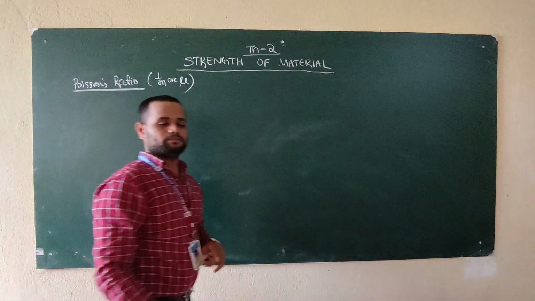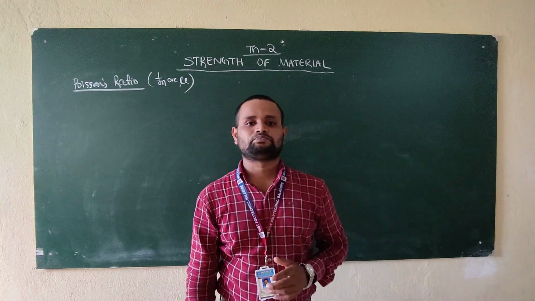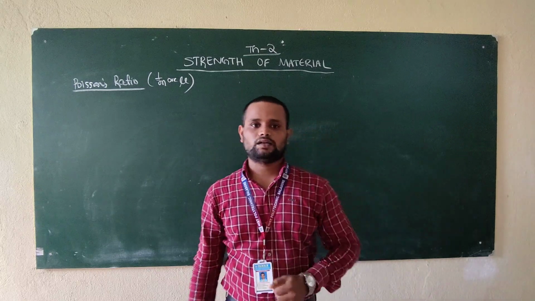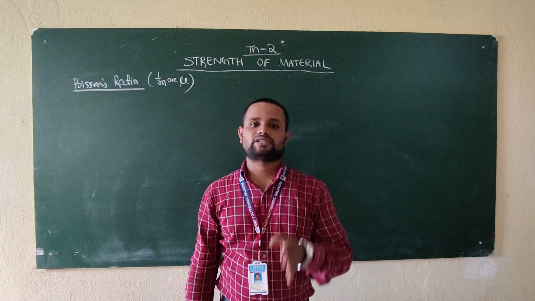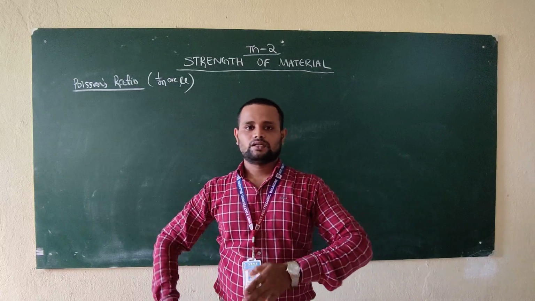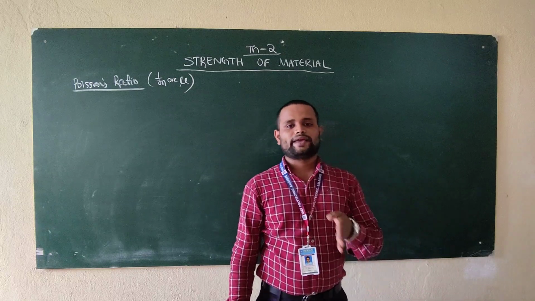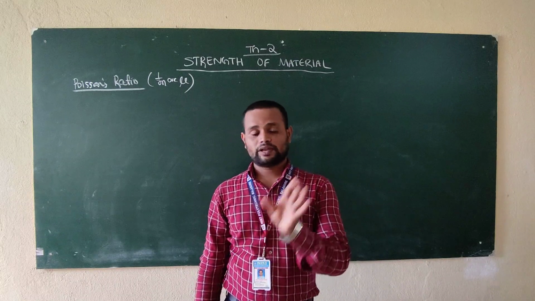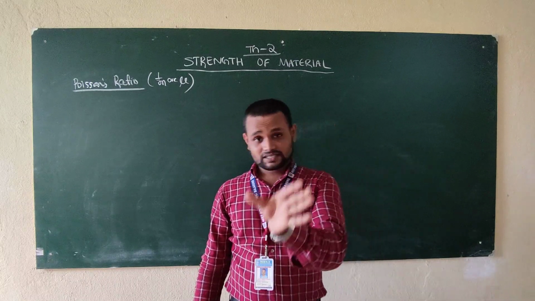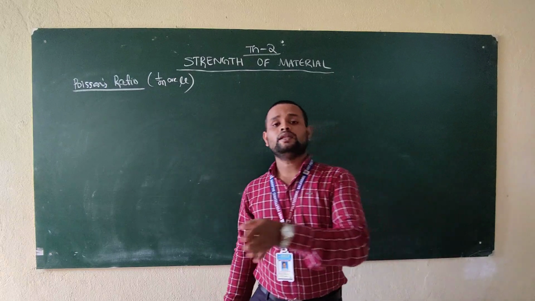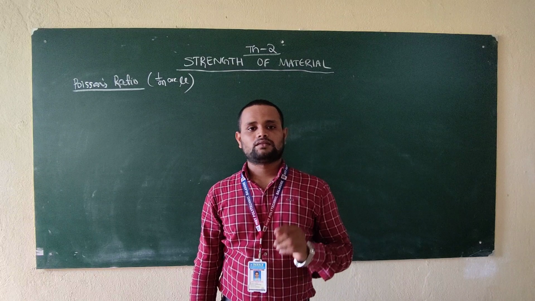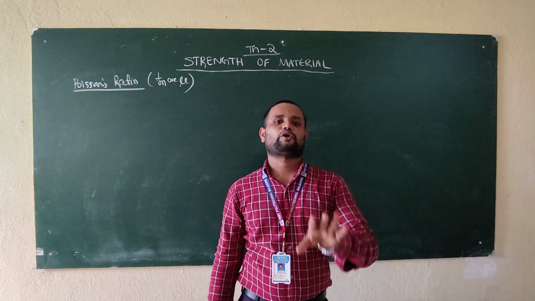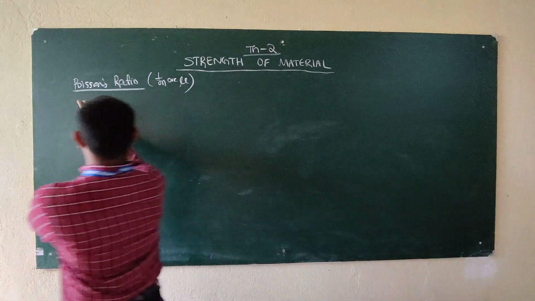So what is Poisson's ratio? What is its definition? It has been experimentally found that when a body is stressed within its elastic limit, the lateral strain bears a constant ratio to the linear strain. Or in other words, the ratio of lateral strain to the linear strain is known as Poisson's ratio. Right? Definition of Poisson's ratio.